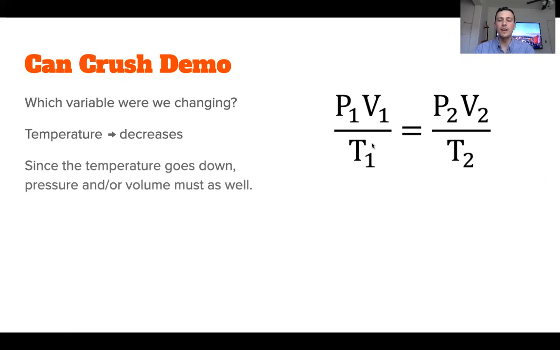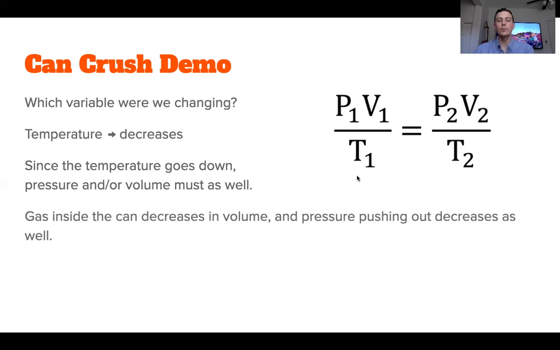So since the temperature goes down, right, these values or these ratios on the left and on the right need to be equal because that's what our gas laws have shown us so far. So if our temperature goes from big to small, or our denominator, what's on bottom, goes from big to small, then our numerator, or what's on top, would also need to go from big to small. So if temperature decreases, the pressure and the volume inside our can are also going to decrease.